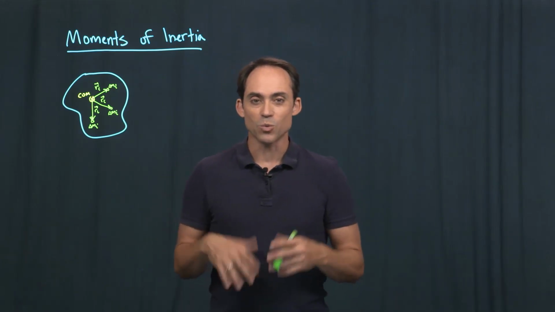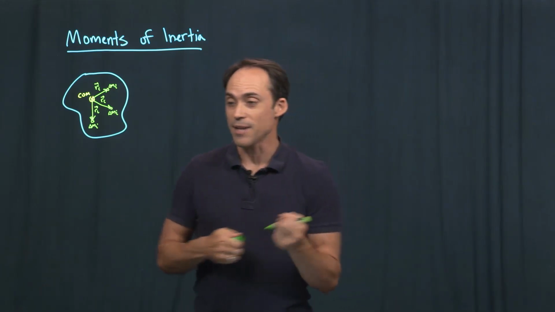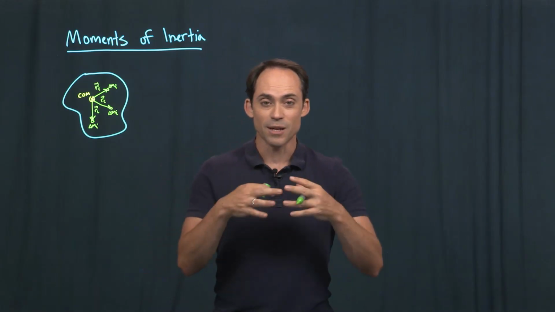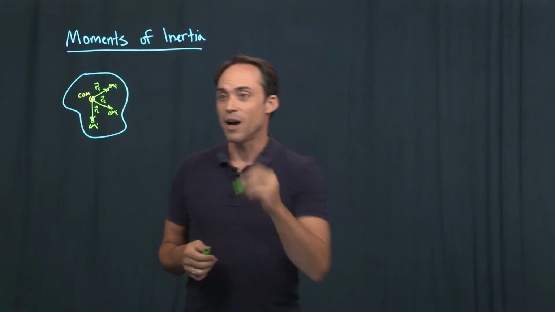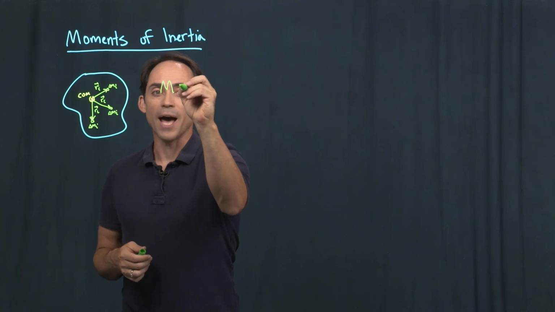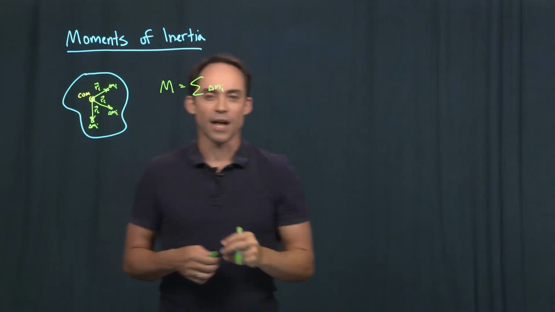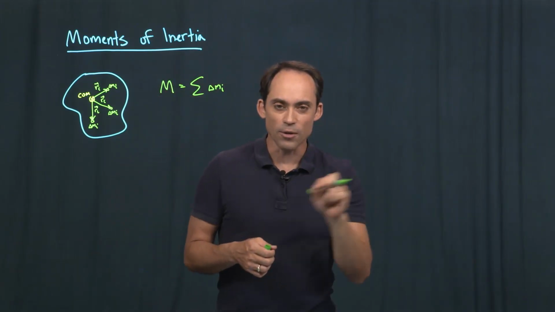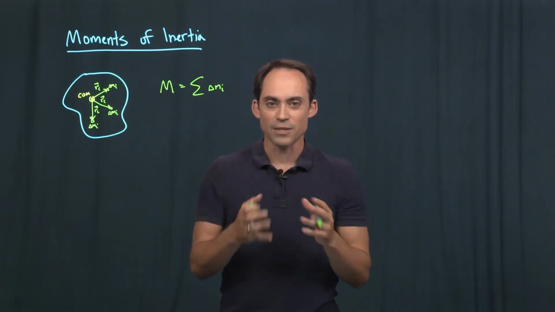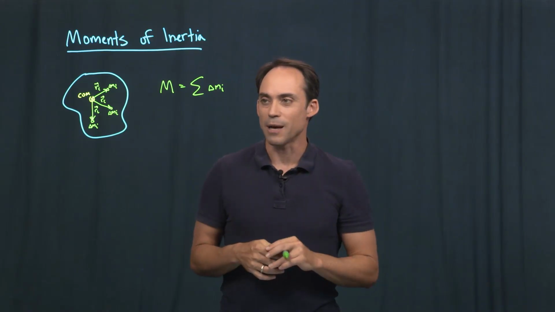Now the moment of inertia is just one of our moments of mass, which is really just mass times a coordinate axis. The most simple moment of mass is just the total mass, where we break up our object into lots of little pieces, add up all of the masses across that object, and we get the total mass of our system. All right, we've looked at that many times before.